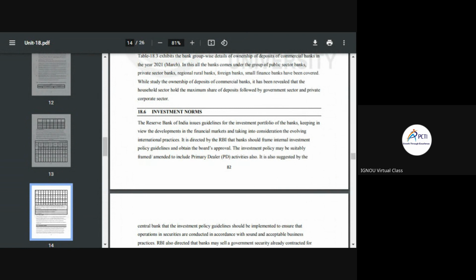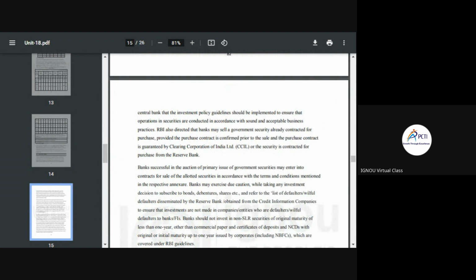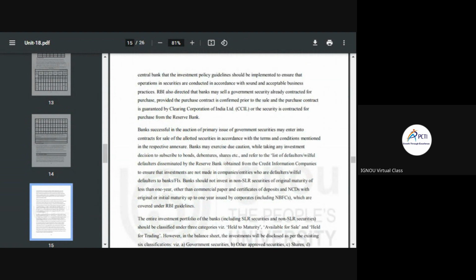Now we have the point of investment norms. So the Reserve Bank of India issues guidelines for the investment portfolio of the banks, keeping in view the development in the financial market and taking into consideration the evolving international practices. It is also directed by the RBI that banks should frame an internal investment policy guideline and obtain board approval. The investment policy may be suitably framed or amended to include primary dealer activities also. It is also suggested by the central bank that the investment policy guidelines should be implemented to ensure that operations and securities are conducted in accordance with sound and acceptable business practices.